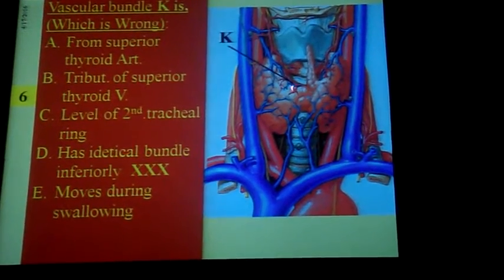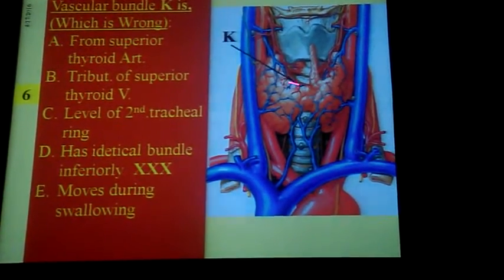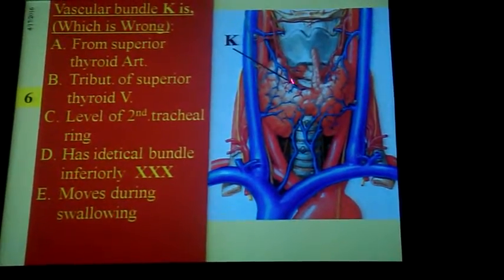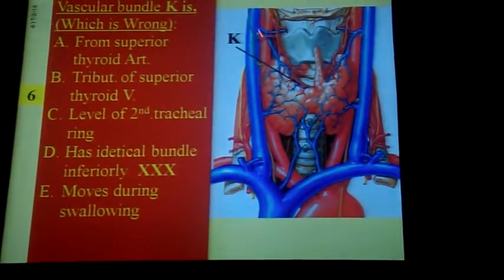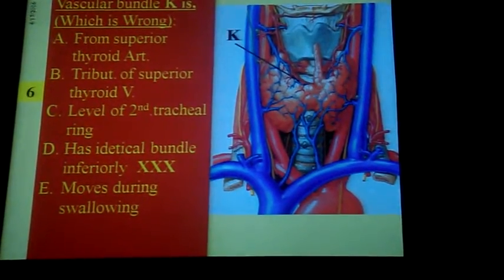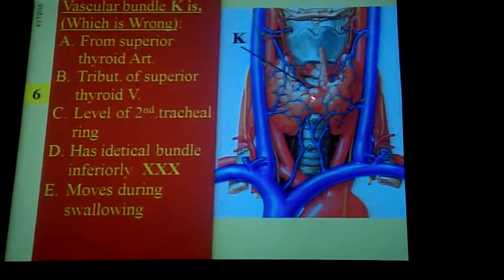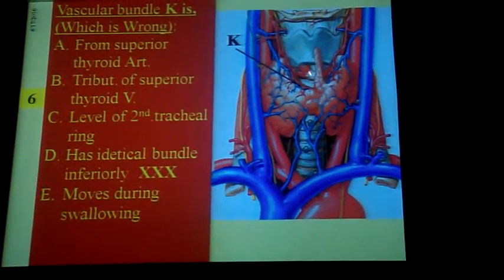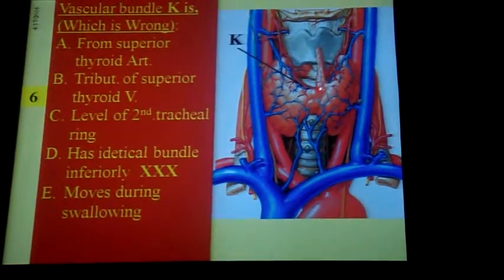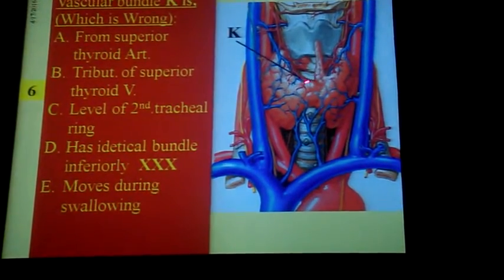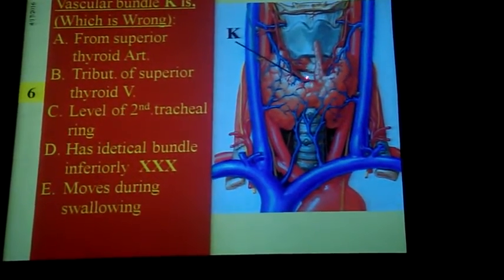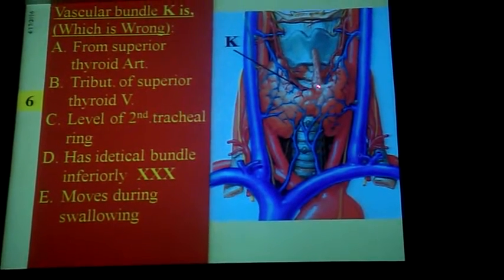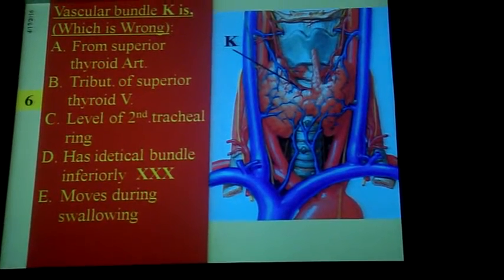So we have this isthmus, above it we said there is a bundle of vessels, one of which is a branch of the superior thyroid artery and the other a tributary of the superior thyroid vein. Good. And its level is the level of the second tracheal ring. Here is the first tracheal ring, here the cricoid cartilage, and this is the level of, let's say approximately, the lower or upper border of the second tracheal ring.